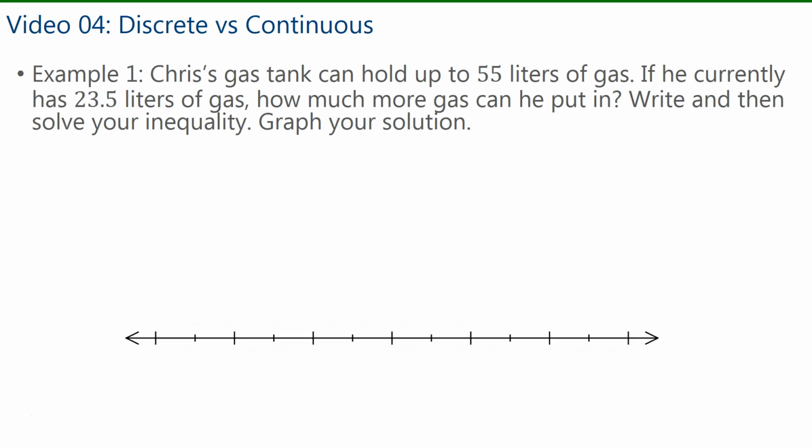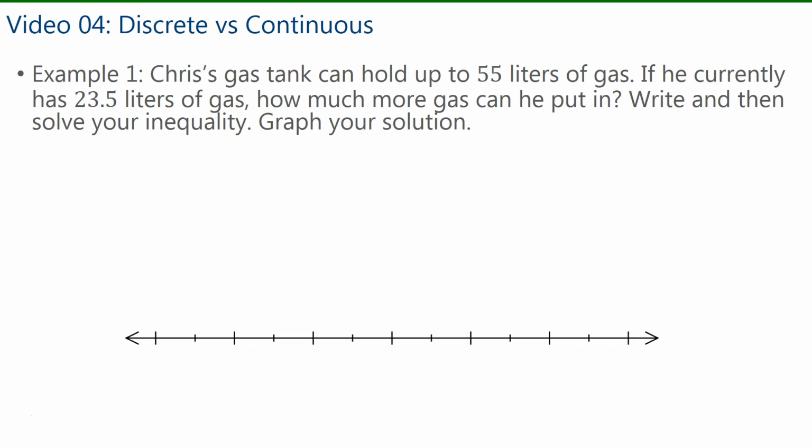So example 1. Chris's gas tank can hold up to 55 liters of gas. If he currently has 23.5 liters of gas, how much more gas can he put in? We have to write and then solve our inequality and then graph our solution.